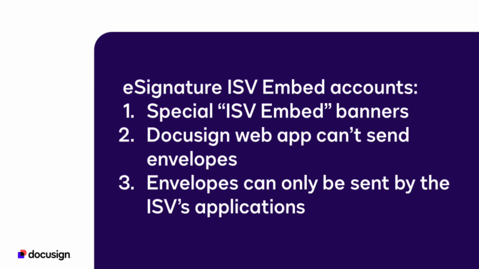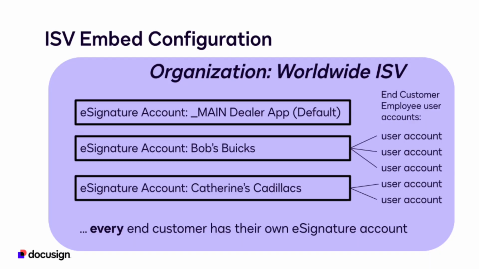Docusign ISV embed partners use eSignature accounts that are specially configured as ISV embed accounts. These accounts all show a banner to remind the user that the account can only be used to view agreements. Agreements can only be sent via the ISV's application. In addition, only the ISV's application can be used with the account.